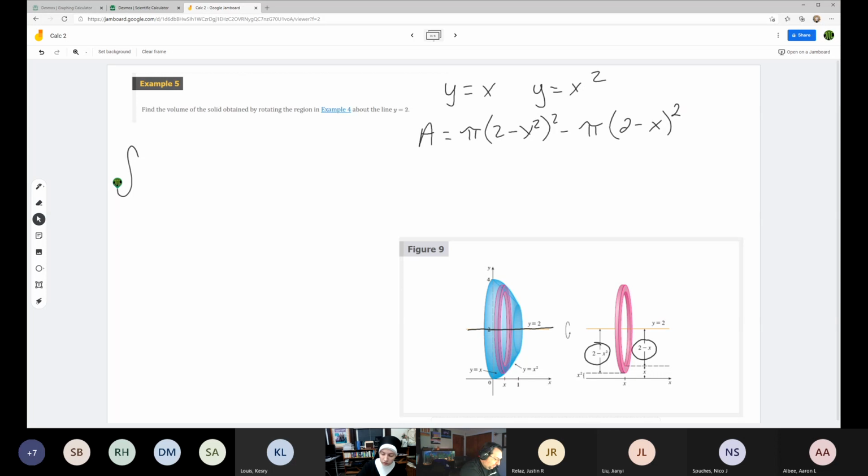So we're going to do our integral. We're still doing it from 0 to 1. I'll pull the pi out so I don't have to worry about it. So it's 2 minus x squared, squared, minus 2 minus x squared. So we go through and do our foiling, and we end up getting x to the 4th minus 5x squared plus 4x.